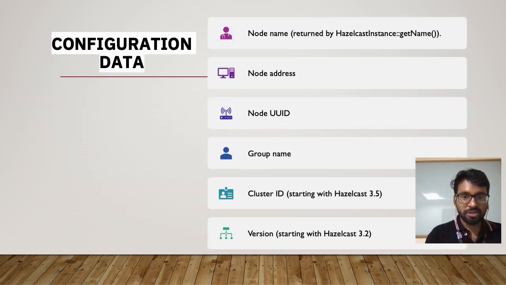Some of the configuration data that can be fetched as metrics using the Instana sensor are as follows: the node name, the address of the node, the UUID of the node, the group name, and the cluster ID. Please note that the cluster ID is supported only starting with Hazelcast version 3.5. The version, starting from Hazelcast version 3.2, and many more.